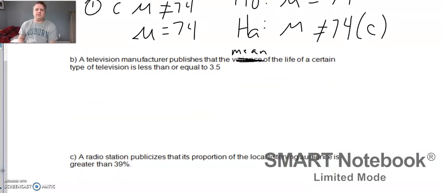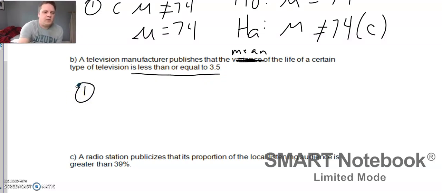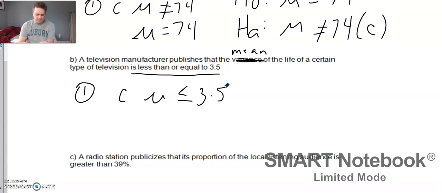Now this says variance, but we change it to mean because remember, in Stats 1 we focus on mean and standard deviation. A television manufacturer publishes that the mean life of a certain type of television, here's your claim, is less than or equal to 3.5. Step 1, the claim, and again it's the mean, is less than or equal to 3.5.